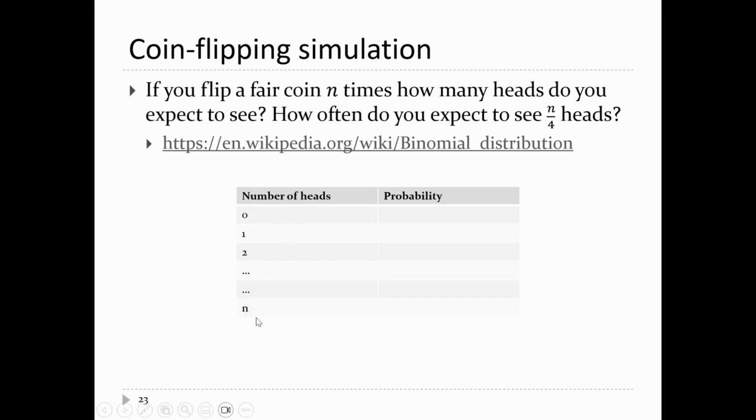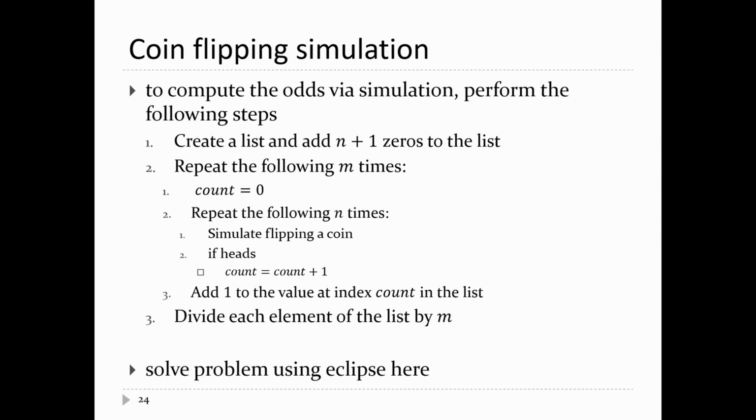Flip a coin n times. How many times should I expect to see 0 heads? How many times do I expect to see 1 head? How many times do I expect to see 2 heads? And so on and so forth. This is very similar to the previous example. Again, you can compute this if you know how to do this using statistics. If you want to do it via simulation, then you write a little computer program that flips a coin a whole bunch of times.